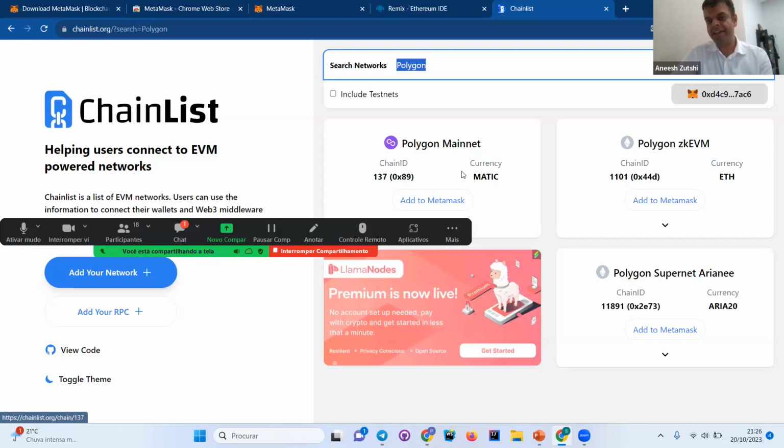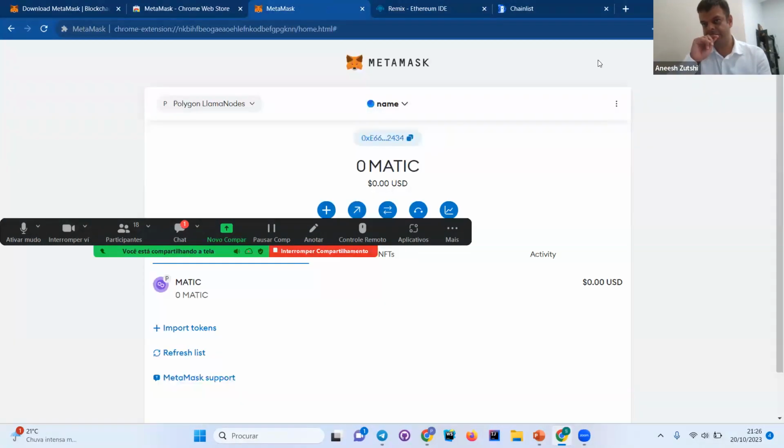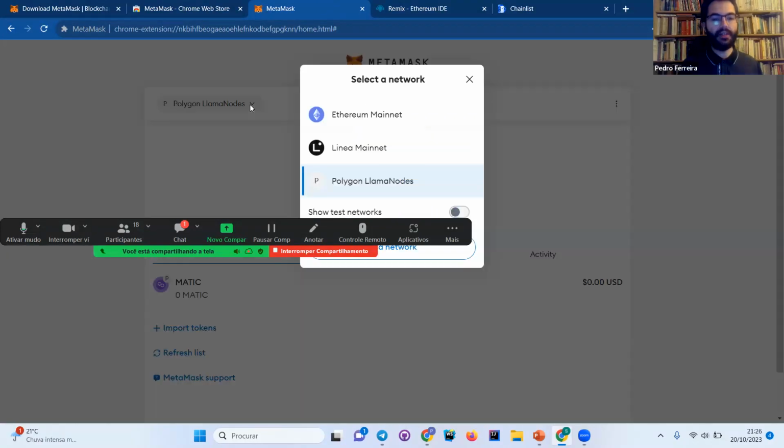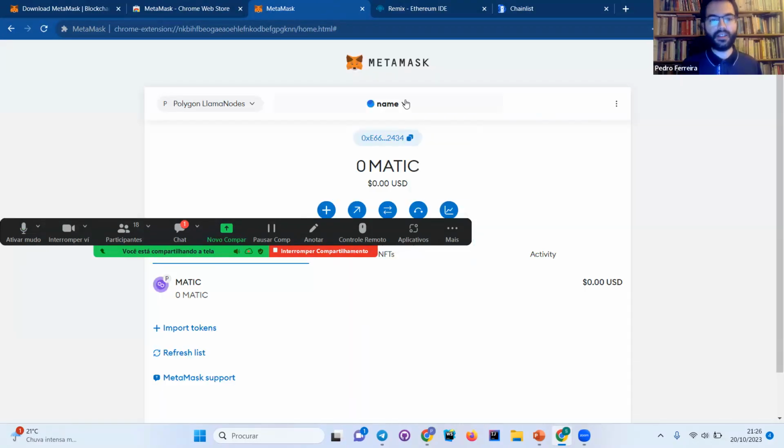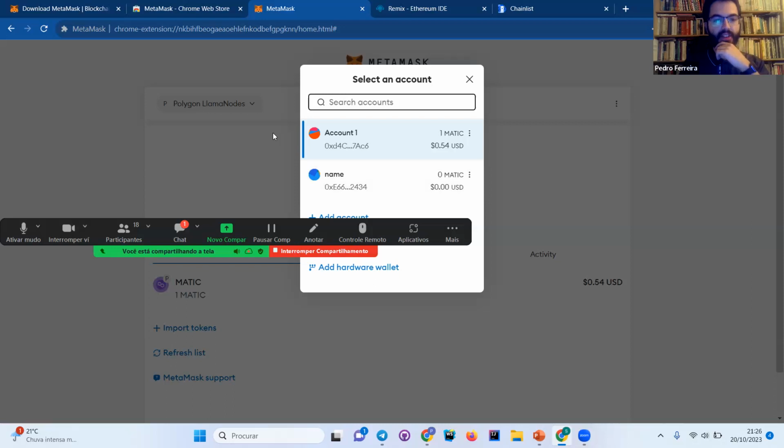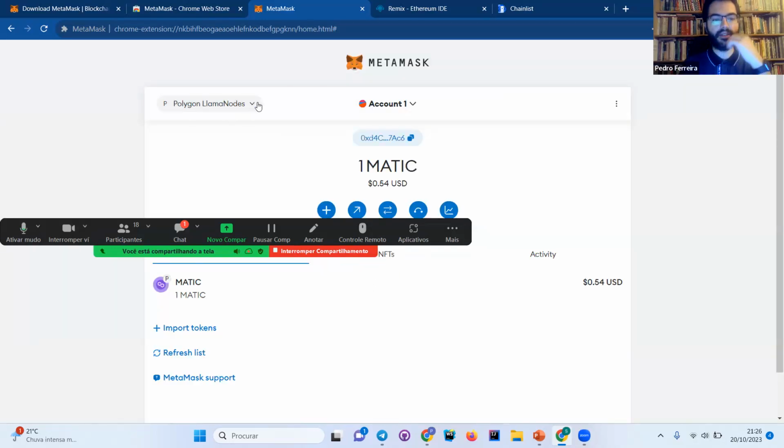Pedro, one question. I had earlier programmed Polygon and now it says Polygon Llama nodes. Is there any difference between the two? No, I think it's just the endpoint that is different. But let me check. Yeah, it's the same. As you can see on my screen, I've also connected to that.